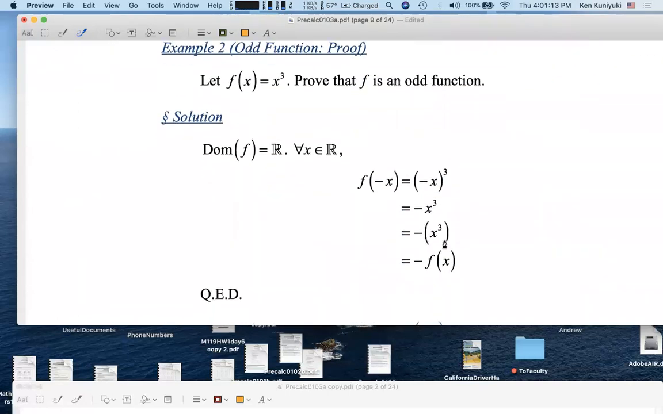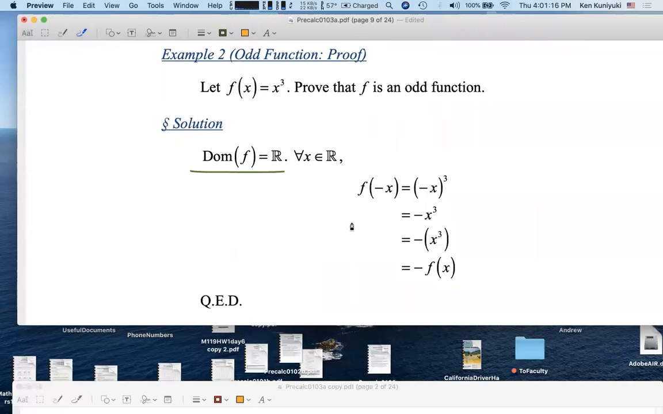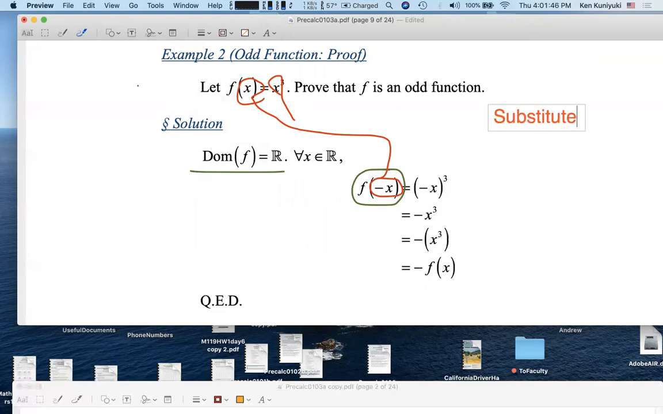Here's a proof. Let f of x be x cubed, where the domain is all reals. For all x in the reals, again, for odd functions and even functions, we want to look at f of opposite of x. And what's the key S word here? Substitution. What happens when we substitute or plug in the opposite of x, or negative x, in for x? Substitute the opposite of x for x. So we're cubing not x, but the opposite of x.